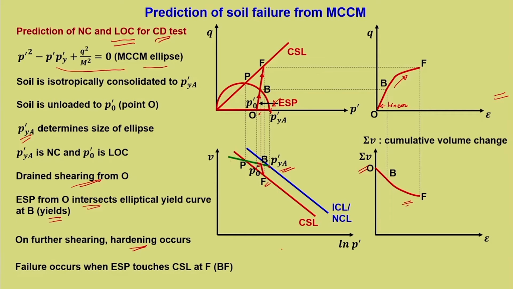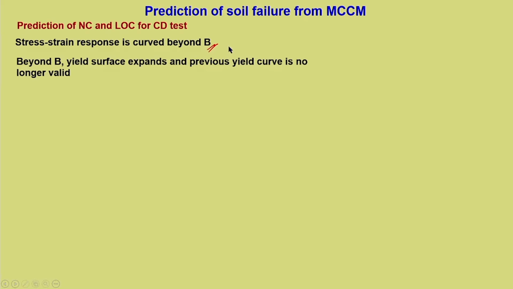Now, the same figure we will see in an enlarged version to understand a few more things, which is very important. Now, stress strain response is curved. Up to B it was elastic, and beyond B it is curved. Beyond B, yield surface expands, and then the previous yield curve is no longer valid. Now, this is very important aspect. The moment the stress path crosses the yield curve, I mean to say the initial yield curve, then the previous yield curve which was there, that is the initial yield curve, now it is no longer valid.